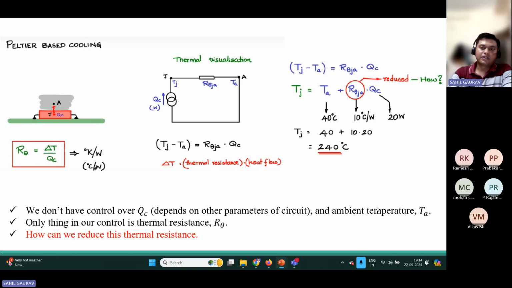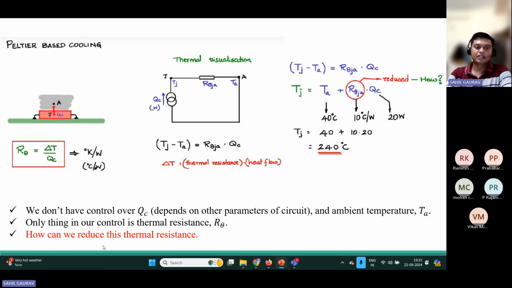And we also don't have control over the ambient temperature Ta. The only thing in our control is the thermal resistance, that is R theta. So if you control this thermal resistance, then you can control the heat energy that is available at the case or at the junction.